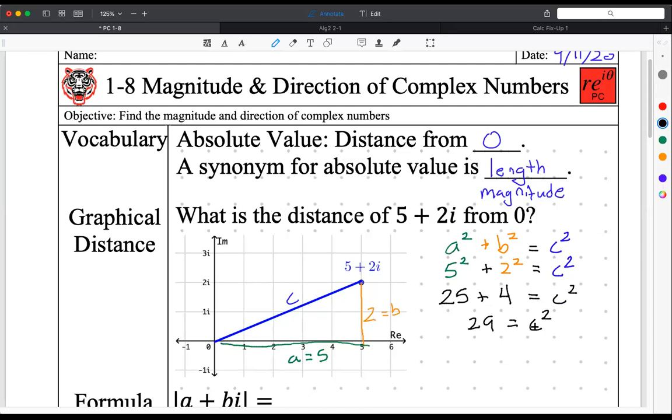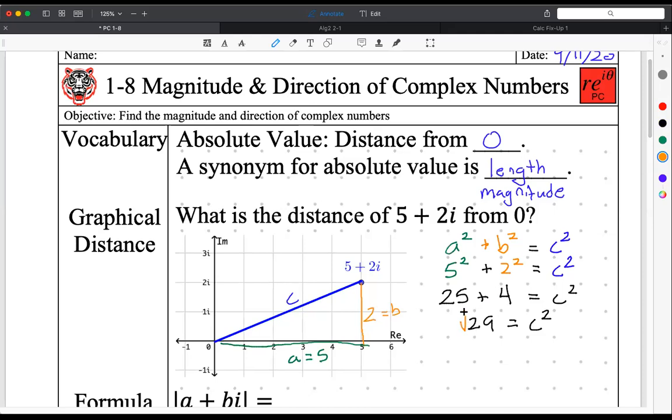And someone new, what do I do now? I want C by itself. Right now C is being squared. How do I unsquare C? What is the inverse operation of squaring a number? Yeah, Caroline? Square root. There it is.